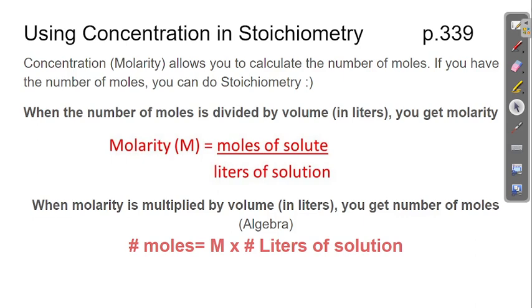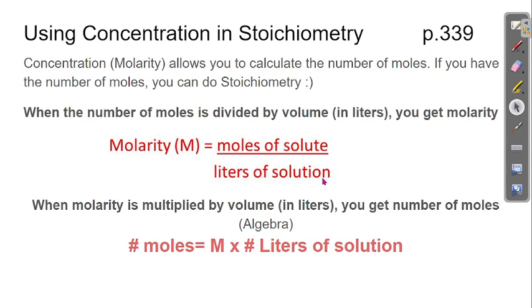So from moles, you can go to grams of what you need, but a lot of times, if you don't have a solid reactant, if you have a solution, you're going to need to use concentration. You're going to start with concentration. So concentration, molarity, allows you to calculate the number of moles, because that's part of the equation. Molarity, capital M, is the number of moles of that solute, of that substance that you're trying to find out, divided by the liters of the solution. So it allows you to calculate moles.